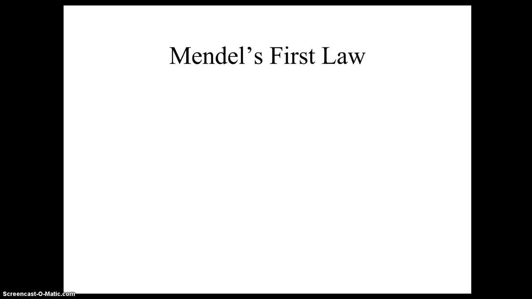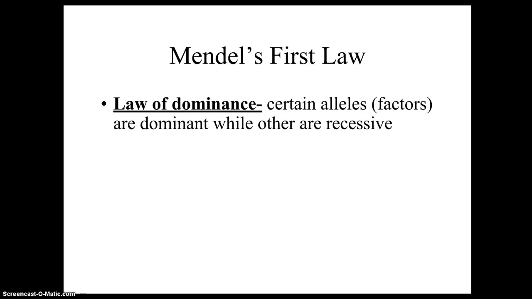This allowed Mendel to come up with his first law. His first law is called the law of dominance. And what he said was that the tall factor was dominant. It would dominate that short factor. So he said the law of dominance means that certain alleles, or he called them factors, what they really are is pieces of DNA.